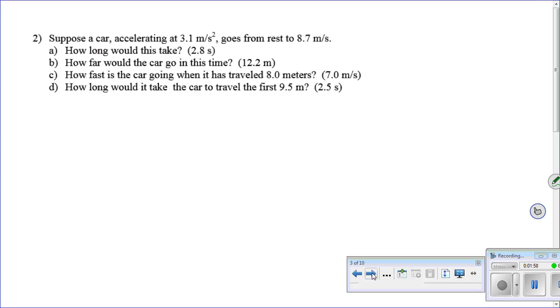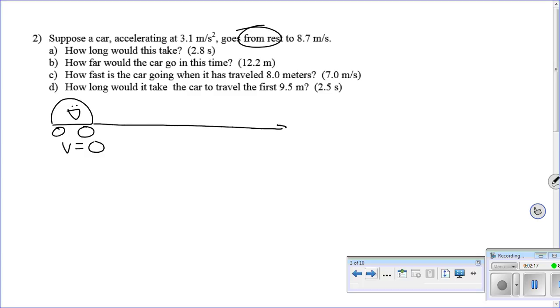All right, number two. So we get a car that's accelerating. So let's start by making a drawing. So here is our drawing. Here's our car. He's very happy to be a car. He's going from rest up to 8.7 meters a second. So the car drives to over here, still very happy. And he's going at 8.7 meters a second. And it tells us that all throughout this, our acceleration is 3.1 meters a second squared.